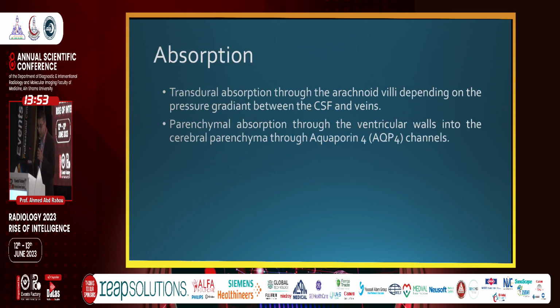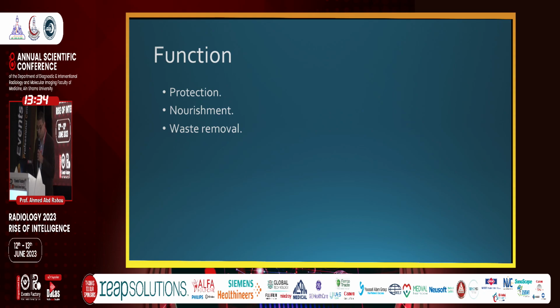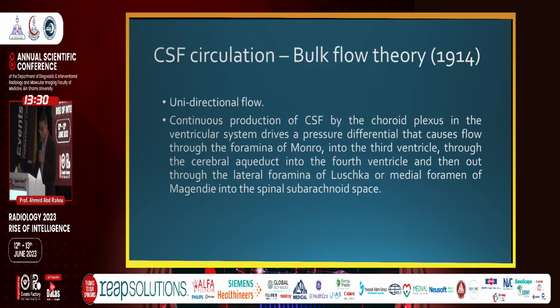Its absorption is mainly through transdural absorption through the arachnoid villi, depending on the pressure gradient between the CSF and the veins, and also there is a parenchymal absorption through the ventricular wall into the cerebral parenchyma, which is mediated by what's called aquaporin-4 channels. The function of CSF is simple: protection, nourishment, and waste removal.